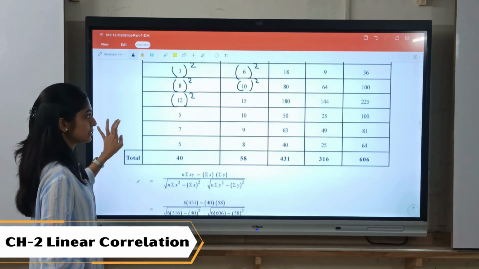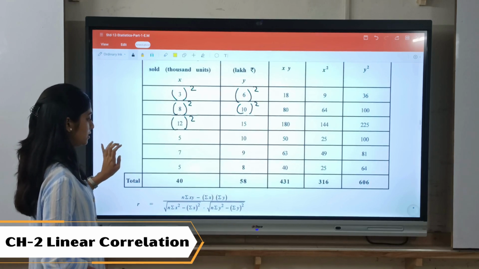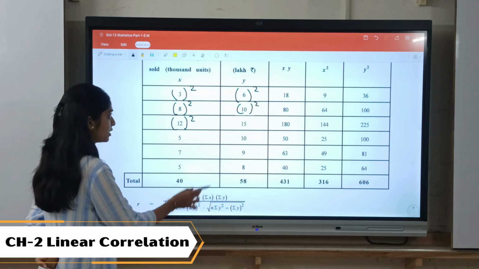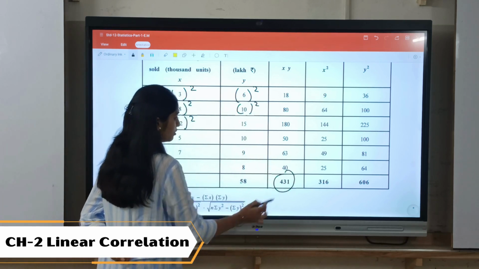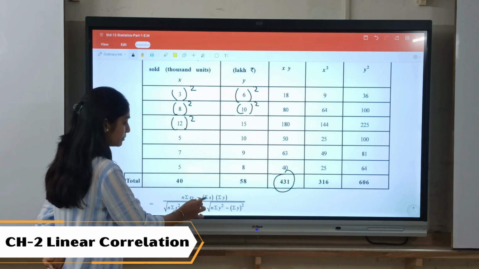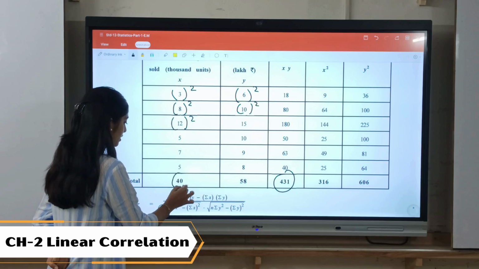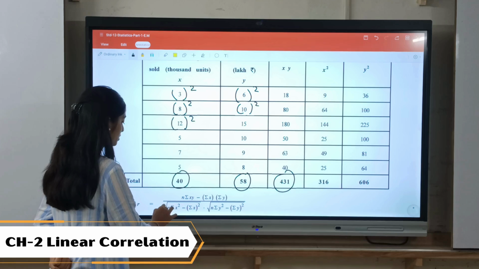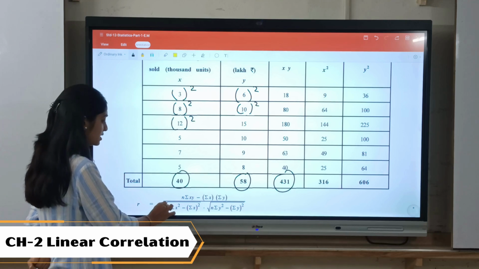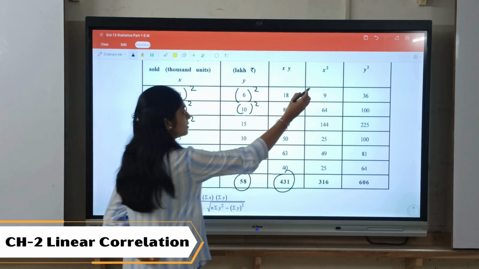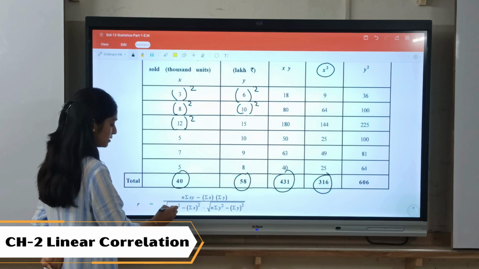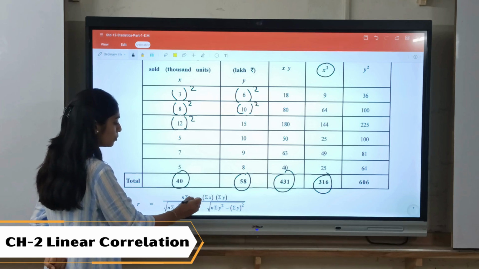Now after preparing these extra 3 columns, we use the formula: n, that is the number of observations, times sigma xy, the total of column xy, minus sigma x, the total of the x column, times sigma y, the total of the y column, upon under root of n sigma x square, the total, minus sigma x whole bracket square.